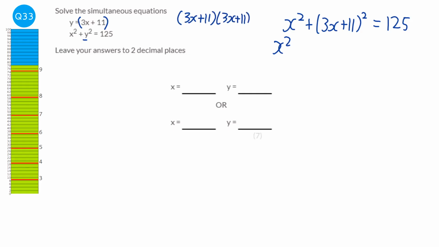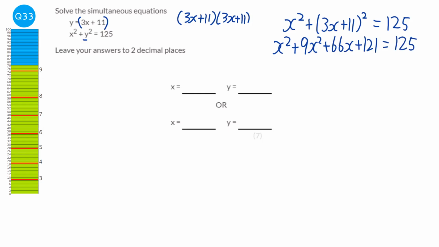So we're going to do 3x squared, which is 9x squared. So plus 9x squared. And then we've got 3x times 11 plus 3x times 11, which is 33x plus 33x, which is 66x. And then we've got 11 times 11, which is 121.